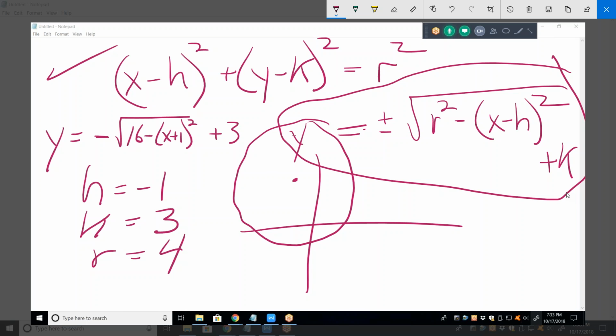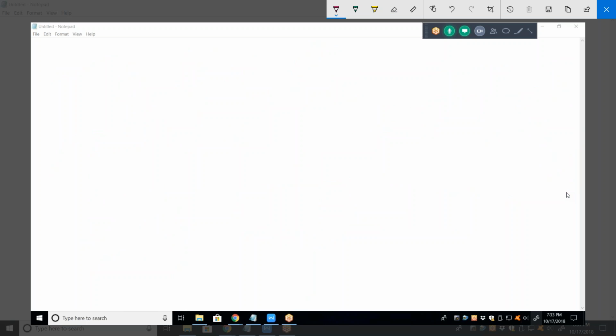Now, what does it mean that it's negative only? Do you know? I actually don't know what that means. It means it's the lower half of that circle only. Oh, okay. In other words, let's talk about that for just a second. The circle is not a function.